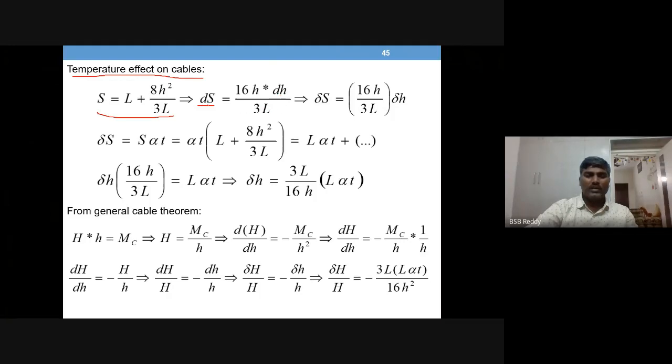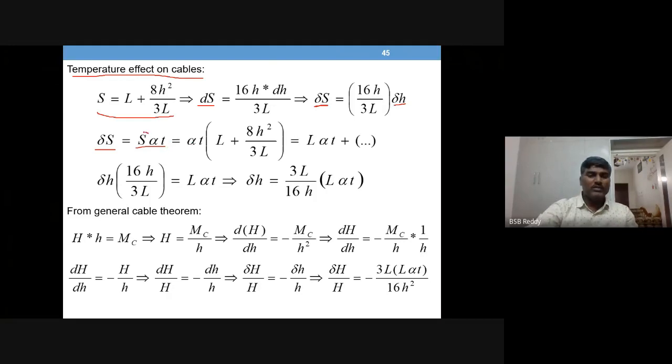So I am converting this infinitely small change into delta, the change in dimension: change in cable length, change in sag value. Because we have worked this out in strength of materials, if you remember, what is the change in length because of temperature? It is delta L is equal to L alpha T. The same you can use here. So delta S is equal to S into alpha into T.